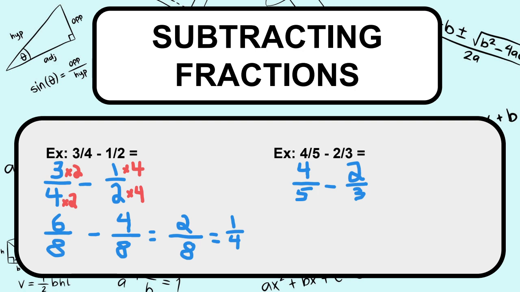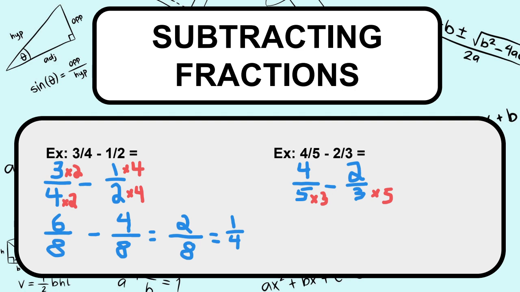Let's get back into this example. So 4/5 minus 2/3. We check to see, are the denominators the same? No, they are not. 5 and 3 are two different numbers. So we have to multiply them together. So 5 times 3, and then we're going to have 3 times 5.